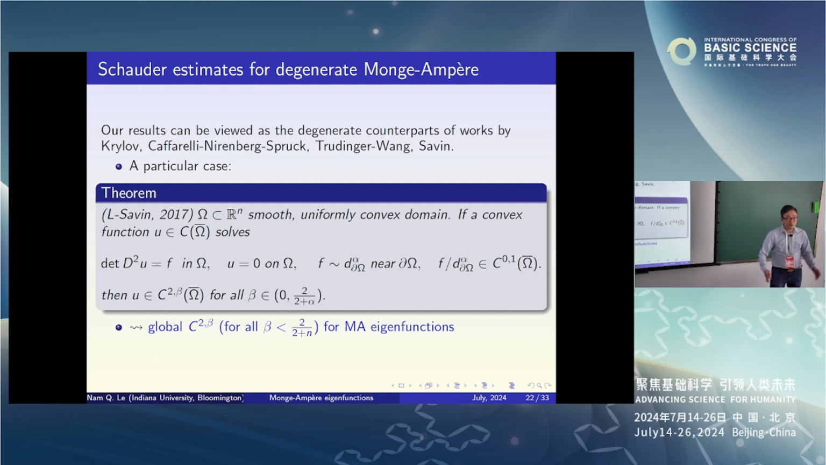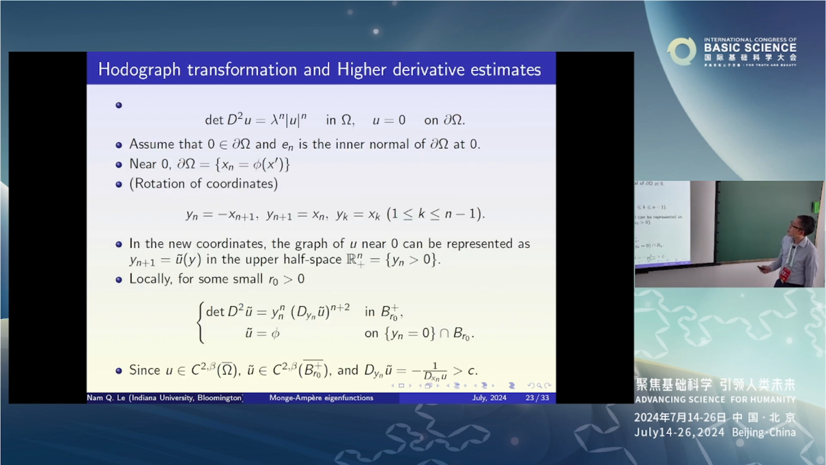And so we are still far away from C infinity, because we only have C2 beta for some small beta if n is large. So how to do next? The next step is to improve from the C2 beta estimate to C infinity. For that, we need two techniques. We need to use the hodograph transformation and the Legendre transform.